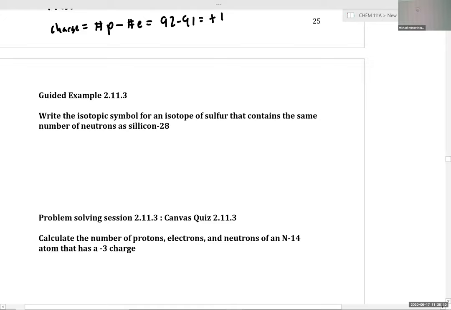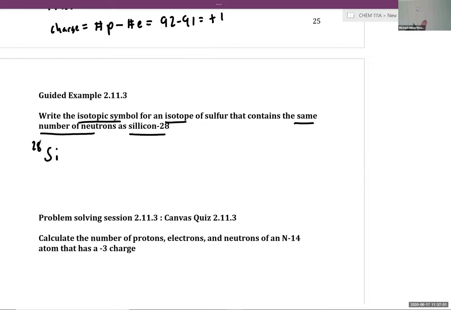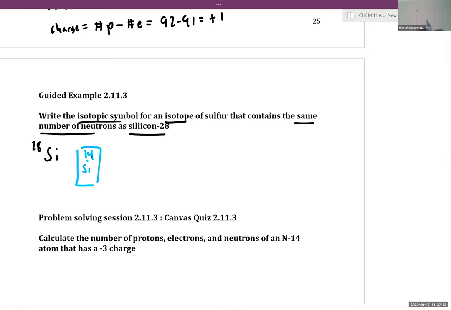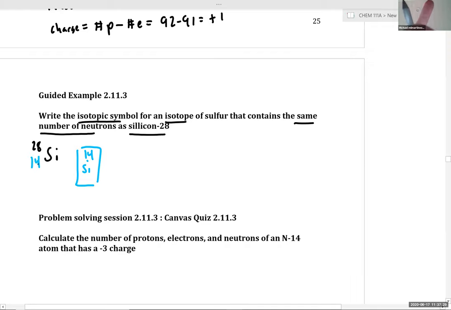So in this problem, we're asked to write the isotopic symbol for an isotope of sulfur that contains the same number of neutrons as silicon 28. So this is where we have to do some higher order reasoning here. So silicon 28. Let's go to the periodic table, and would someone like to help me out? What is the atomic number of silicon? What is silicon's atomic number? If you look in the periodic table and you look for silicon, what do you see? 14, yep. Perfect, so we can fill in our atomic number of 14.